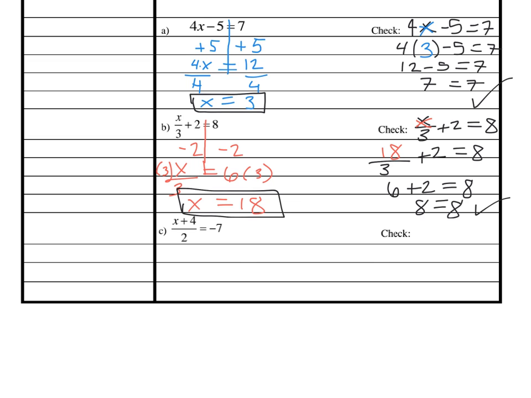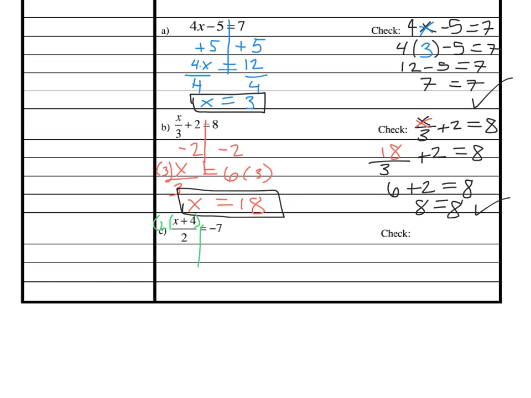Alright, x plus 4 divided by 2 equals negative 7. This whole part right here is being divided by 2, so I'm going to put it in parentheses. And again, x plus 4 divided by 2. Divided by 2 is the last thing I said. It's the first thing I get rid of.